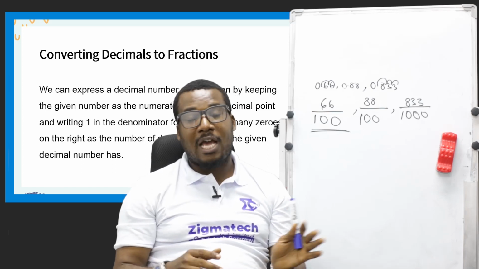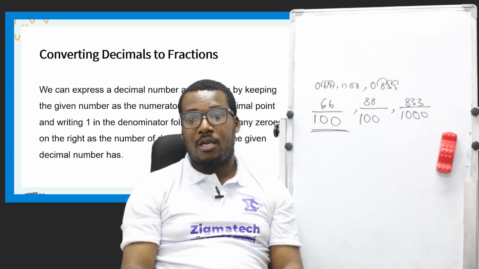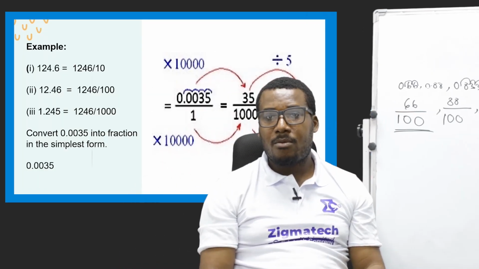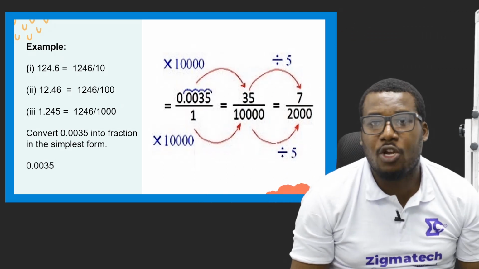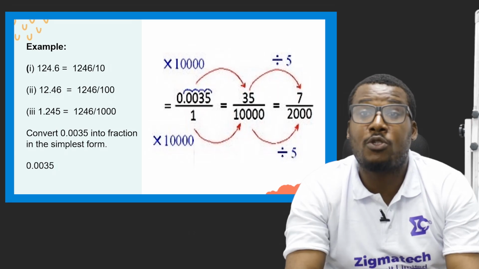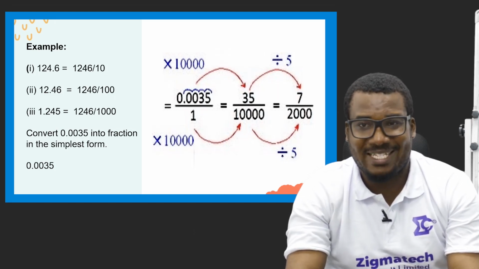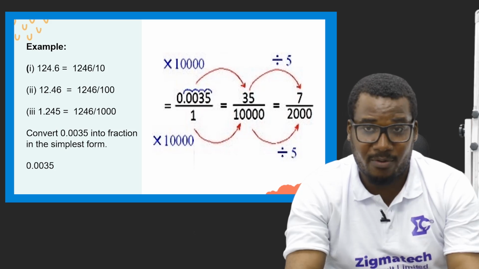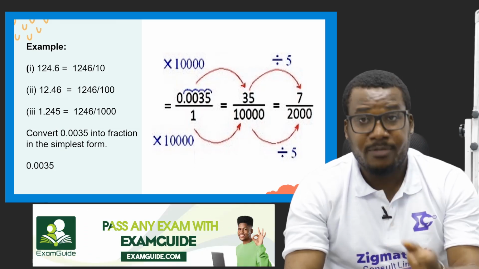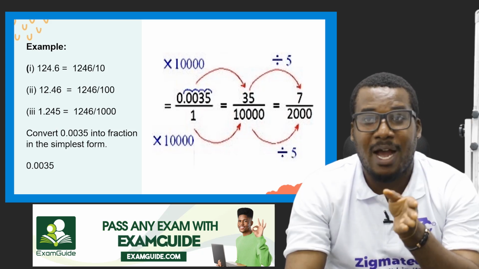Now, in that case scenario, that's how you convert from decimals to fractions. You're going to see some other examples here. In this case, they are asking us to do 124.6. Convert 124.6 from decimal to fraction, because the presence of the decimal point makes it a decimal number.